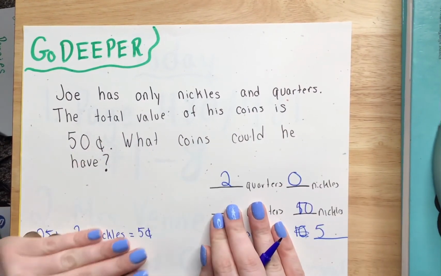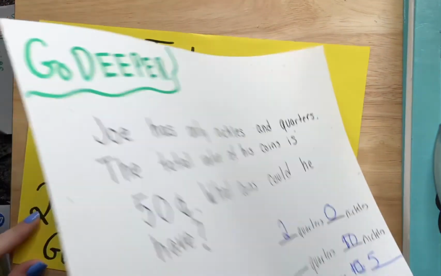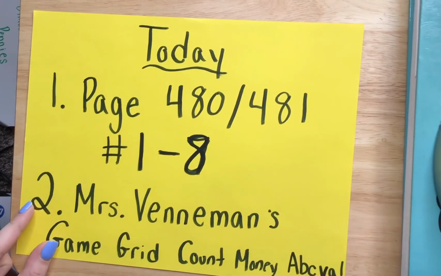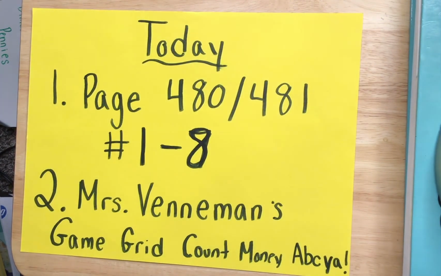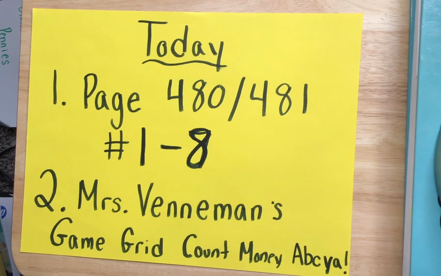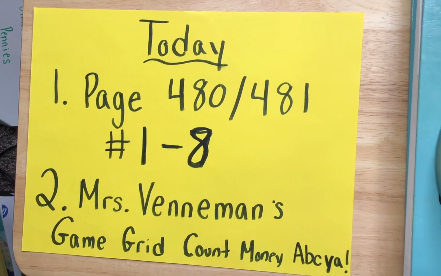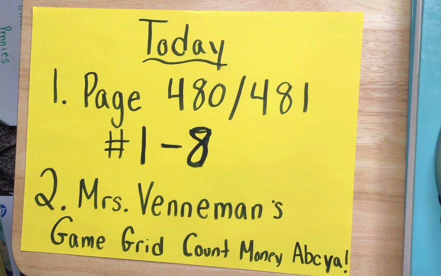So for today's math work, you are going to do page 480 and 481, numbers 1 through 8. Number 8 is the Go Deeper one. You could use this video, and I will post another video to help you. And then after that, you're going to log on to Miss Veneman's Game Grid. I will also link that to our assignment for today, and you are going to go on ABCya, the Count Money one. I hope you guys have a great day, and I will see you tomorrow.